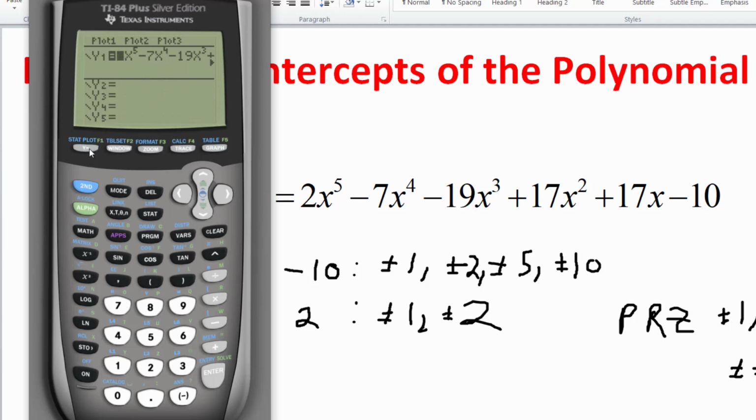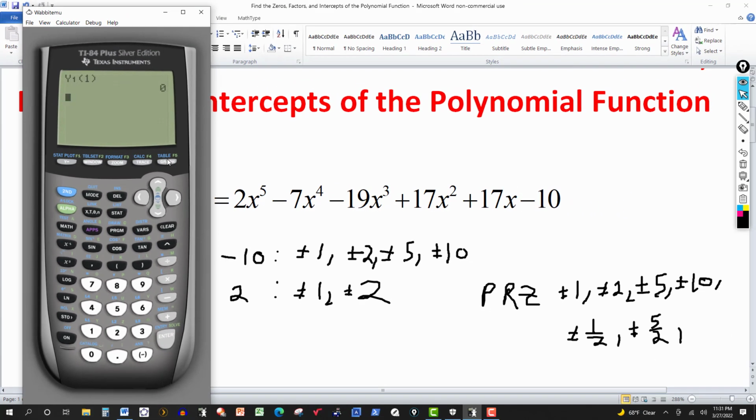That's another way. I think I've done that in another video. But I'm just going to evaluate this. I'm going to start with the integers, 1 first, so parentheses, and then 1. Hit enter. If this gives me a 0, then that's one of the zeros of this polynomial. Hit enter. It gives me 0. So I have 1 is a 0.